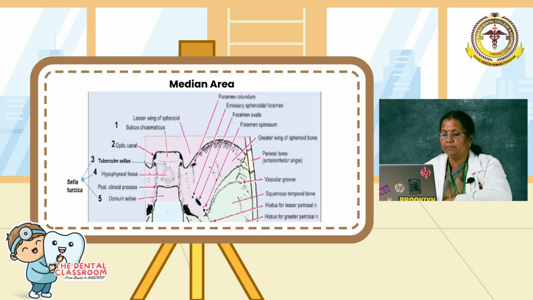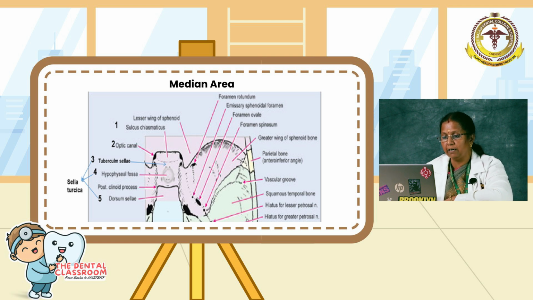What are the features we have to see in the middle cranial fossa? First, in the median area, we have the jugum sphenoidale, which is a part of the body of sphenoid, as we have already seen. Behind that we see an area called the sulcus chiasmaticus. As already mentioned, the optic nerve will be crossing here below this level. Next is the optic canal.